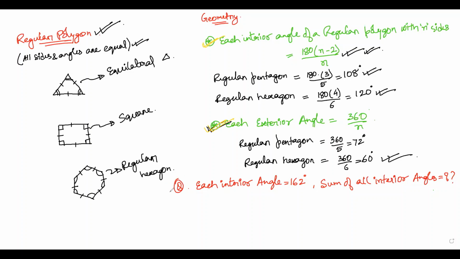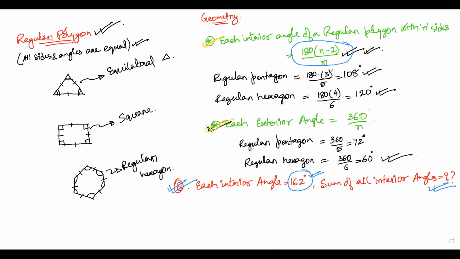Now say it has been given that for a regular polygon, each interior angle is 162 degrees, and we need to find the sum of all the interior angles for that regular polygon. Since we know that each interior angle of a regular polygon is given by 180 into n minus 2 upon n, and this angle is given to be 162 degrees, we can equate these two and find the value of n. But this would be a little bit time consuming.